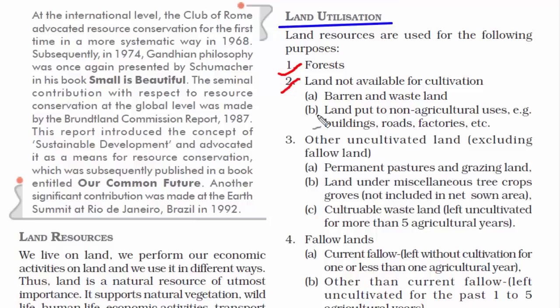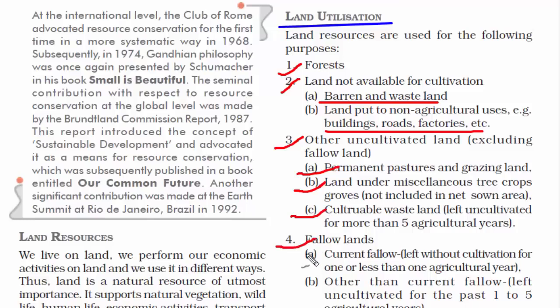Then we have land not available for cultivation. So either they are barren or wasteland, or the lands that are there in urban areas for building and roads and factories. And then we have other uncultivated lands such as lands that are permanent for pastures and grazing land. Then we have land that has been allotted to certain tree crops. And then we have the wasteland, which is also called the dump land, wherein all the city garbage is dumped.